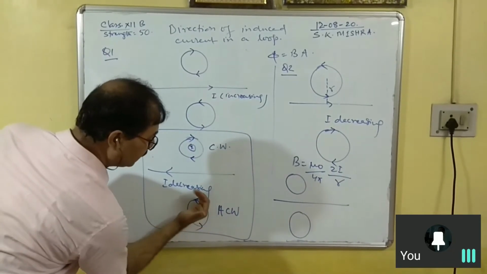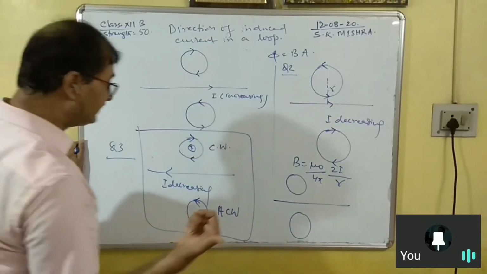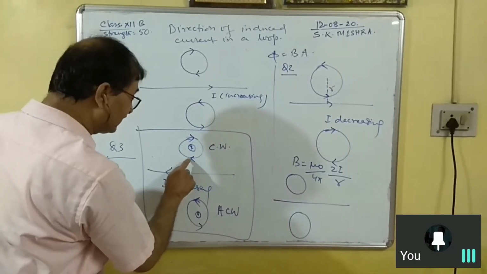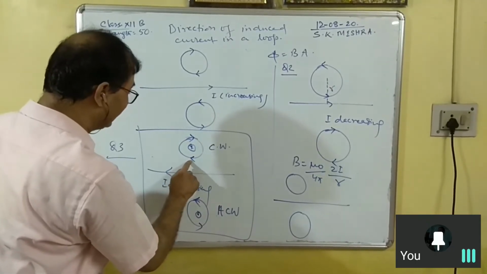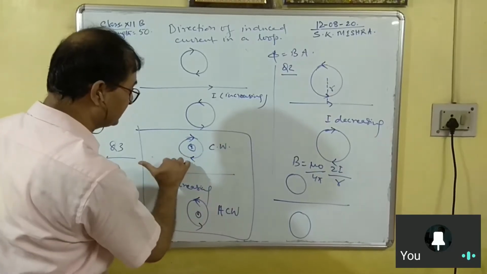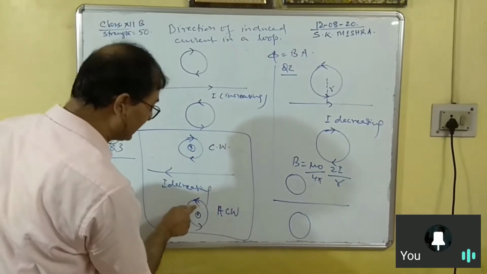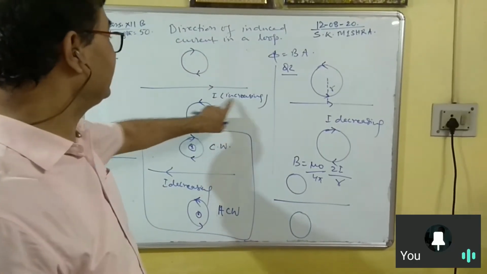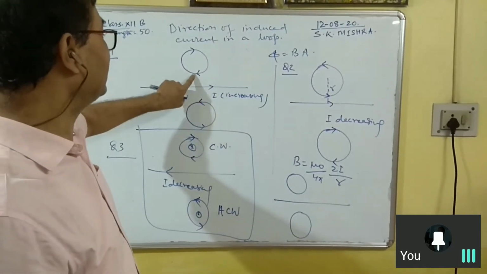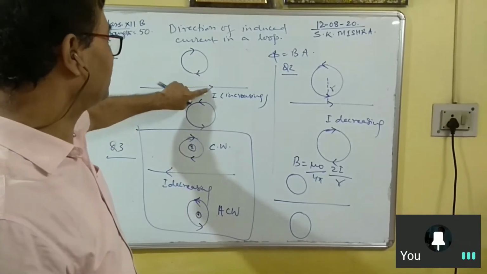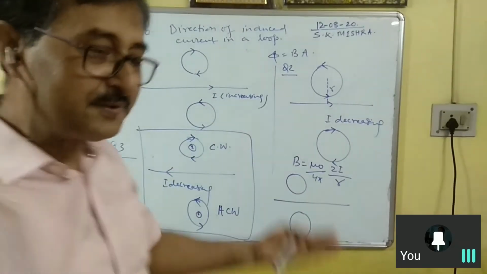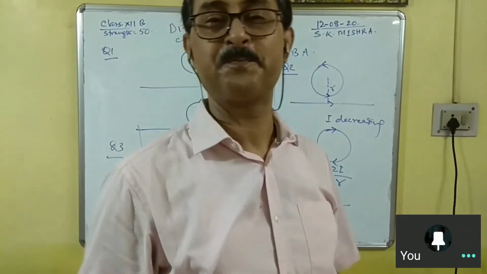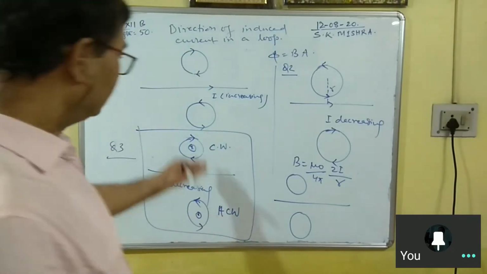Current should be anti-clockwise. But it will be easier for you to remember: if the current I is decreasing, then the induced current in the loop will be such that this current and this current should be in the same direction. But if I is increasing, then this current and the induced current should be in opposite direction. So in case of increasing, opposite direction. In case of decreasing, same direction. This way you can locate the direction.